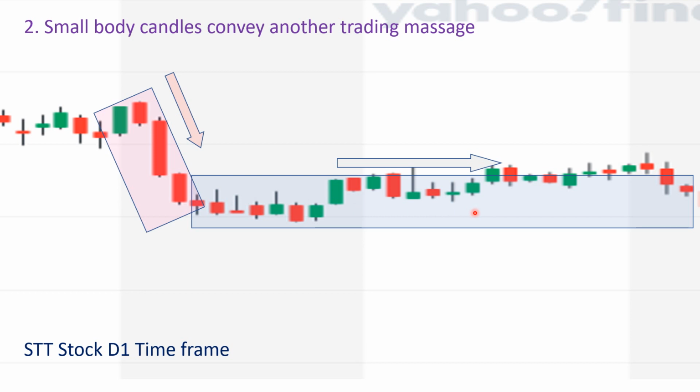So we see a period of consolidation. Here the traders should wait for a breakout, whether up or down, to enter the trade. Therefore, a small body like this conveys an indecision message.